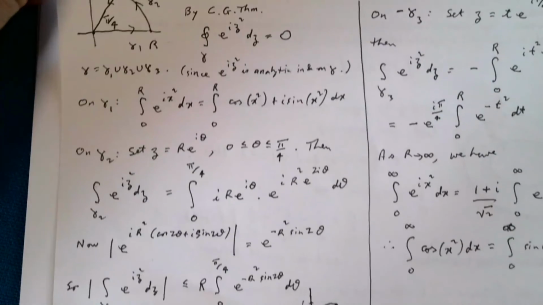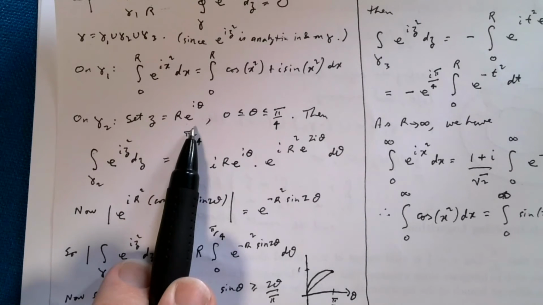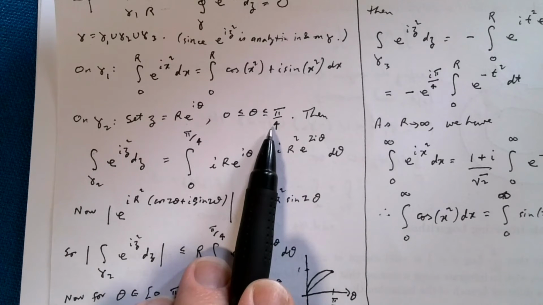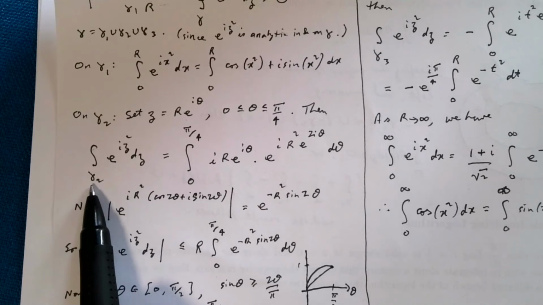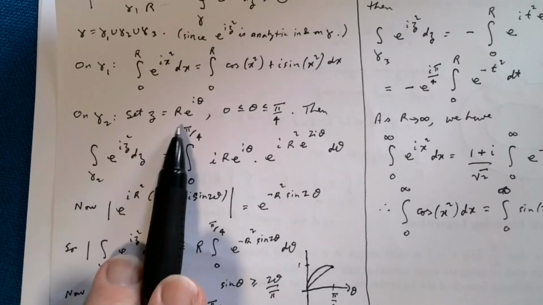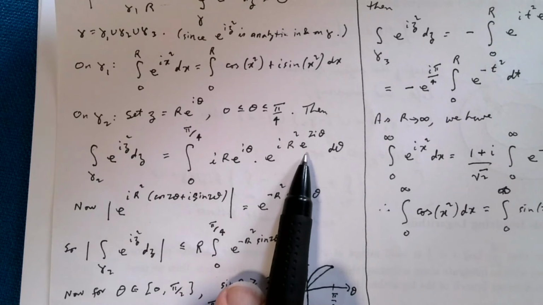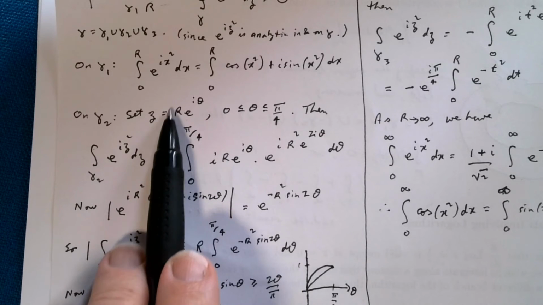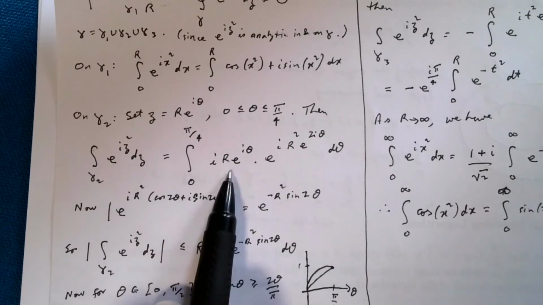So on gamma 2, we have to parametrize it. I'm going to set z to be r e to the i theta, where theta goes from 0 to pi on 2. Now you substitute this parametrization into the integral along gamma 2. That gives me e to the i r squared e to the 2i theta, and we multiply dz by the derivative with respect to theta. Differentiating, you get i r e to the i theta d theta.